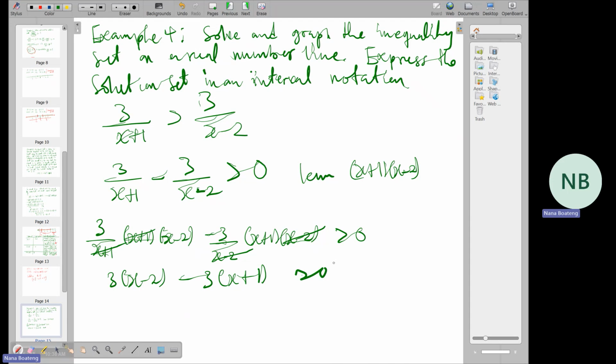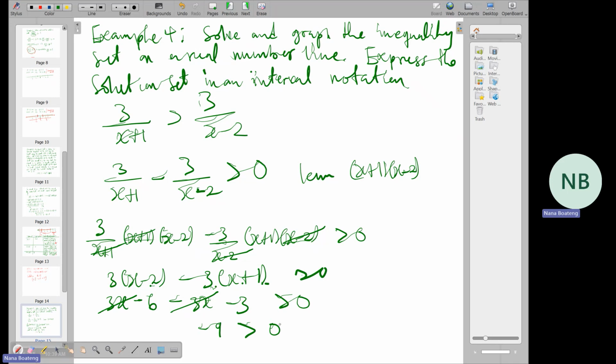So we have multiplied through by 3. 3 times x is 3x. 3 times negative 2 is negative 6. Minus 3 times x is minus 3x. Negative 3 times positive 1 is negative 3. And this is greater than 0. So 3x subtracts from 3x. So we have negative 9 greater than 0, which is a false statement.